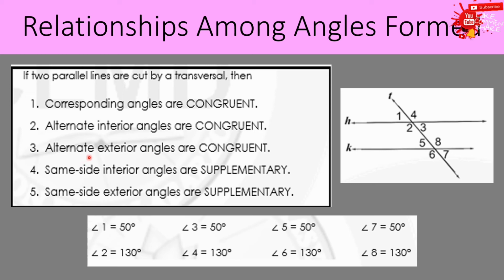Alternate exterior angles are congruent. Same side interior angles are supplementary. Same side exterior angles are supplementary. So these are the relationships among angles formed if two parallel lines are cut by a transversal.